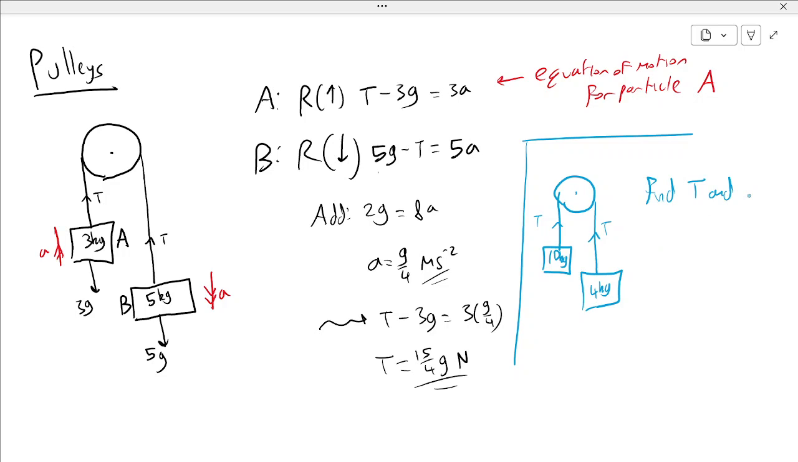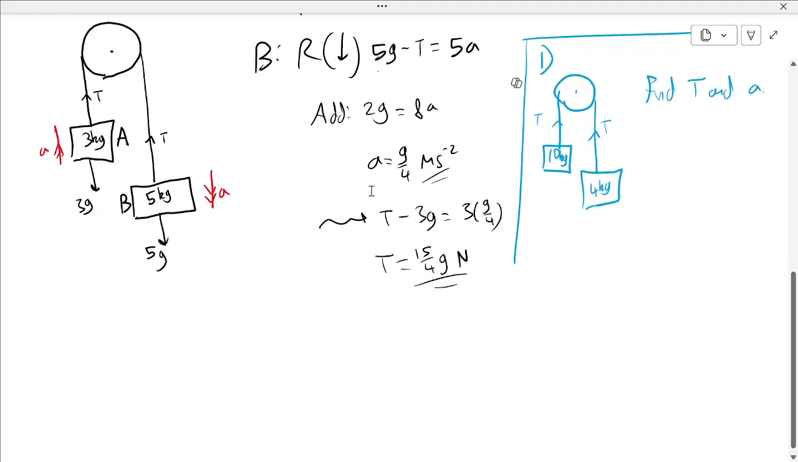You can leave everything in terms of g. And what I'm going to do, this will be question number 1. I'm just going to pop the answer to question number 1 in the description. So once you've had a go, just check the description there. Hopefully you get all that fine. So we can move on.